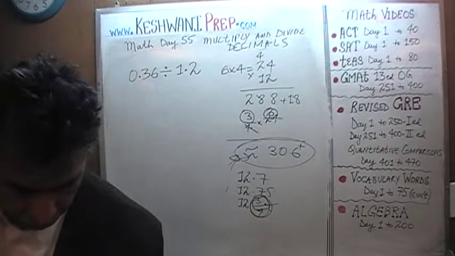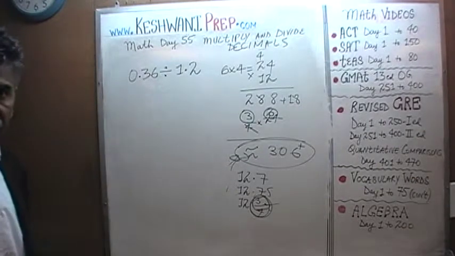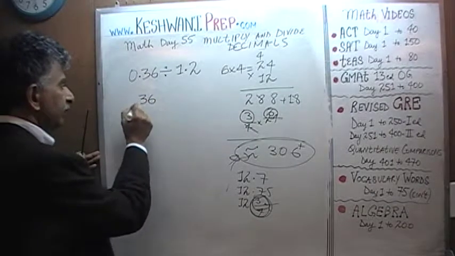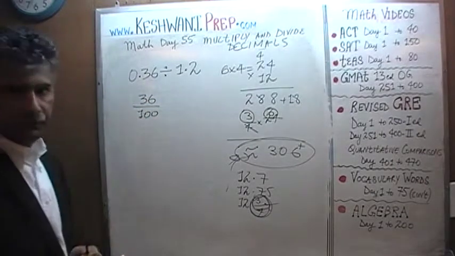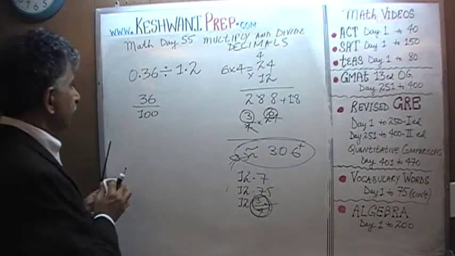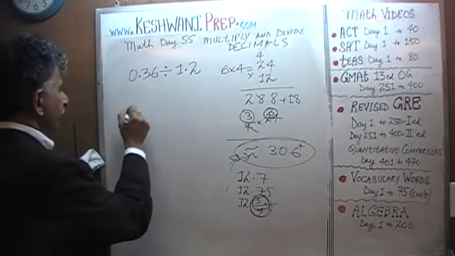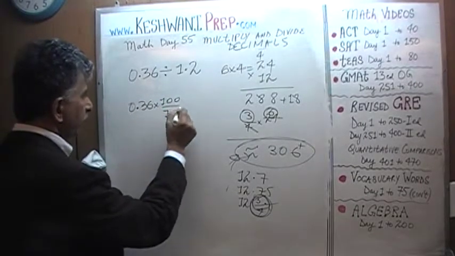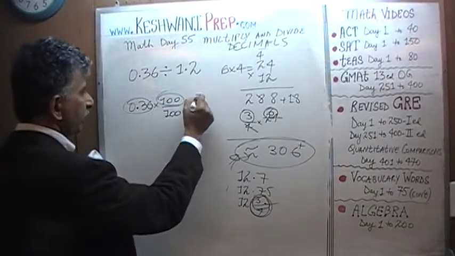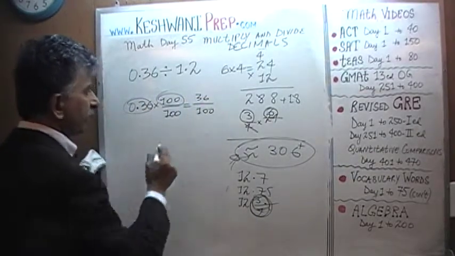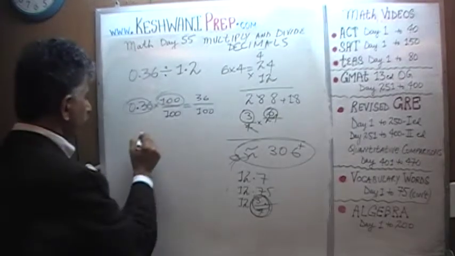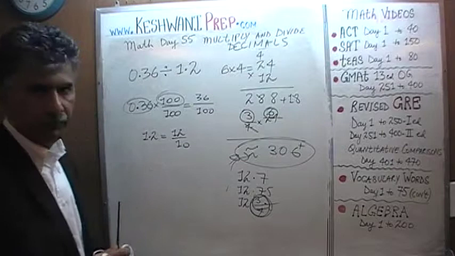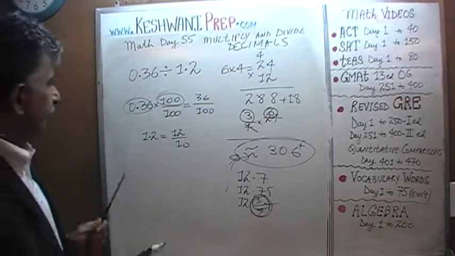Well, what do we do? What we have to understand here is that 0.36 is nothing but 36 divided by 100. In other words, if you were to take 0.36 and multiply the top and the bottom by 100, 100 times 0.36 will become 36, and then the bottom will end up with 100. Similarly, 1.2 can be written as 12 over 10.